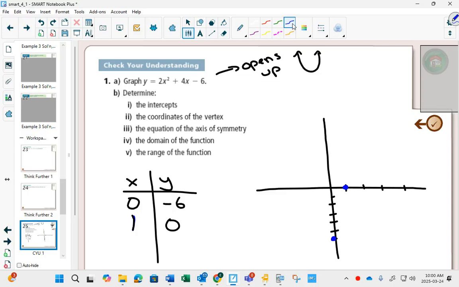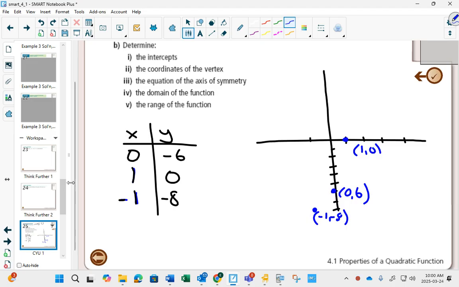So maybe I test out -1. If you plug in -1, this will be 2, -4 is -2, -6, -8. Okay? I should probably label these points on here. What happens if I plug in a -2? We haven't found symmetry yet. So another thing, if you're making a table of values, you are going to want to keep going until you get a y value that repeats itself.